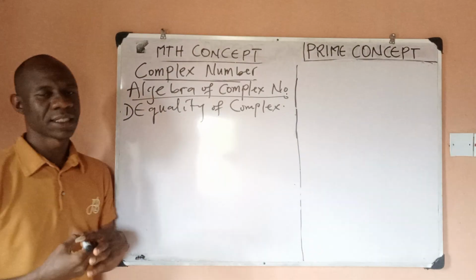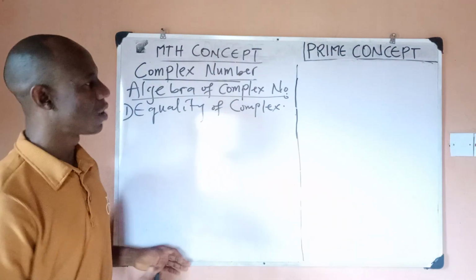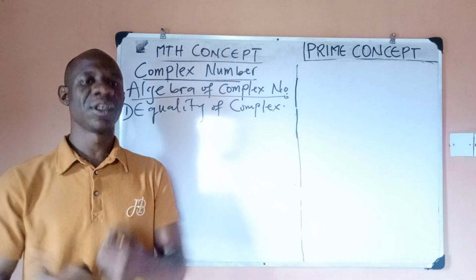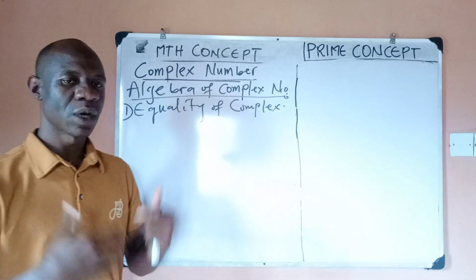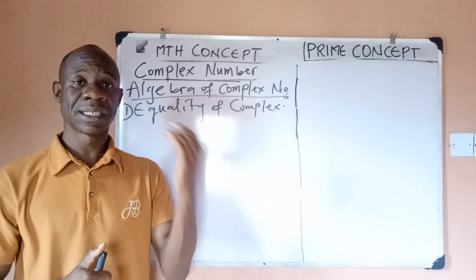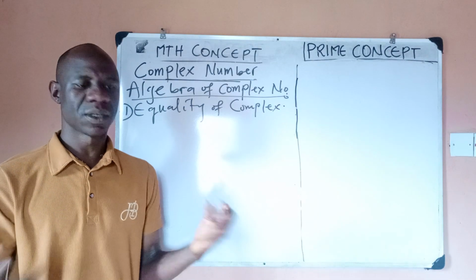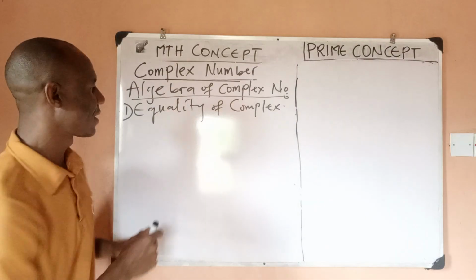For each one we want to handle, we're just going to mention it. When we say algebra, it just means the operations in mathematics. In mathematics, equality is an operation, addition is an operation, and so on. So, equality of complex numbers.